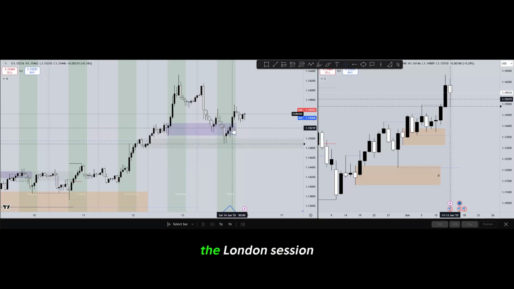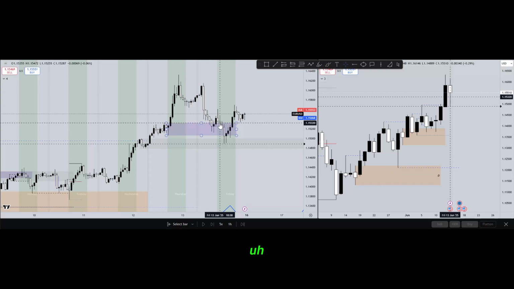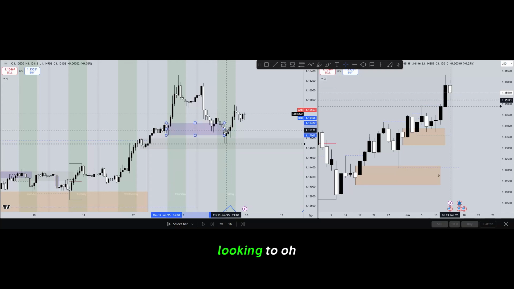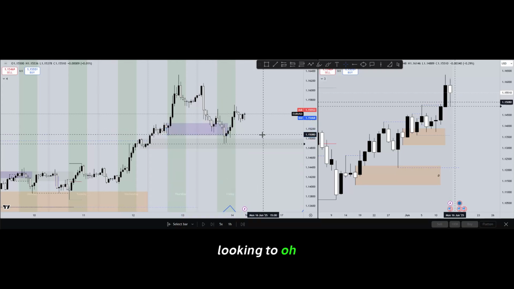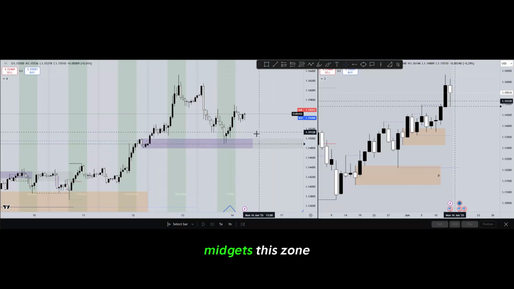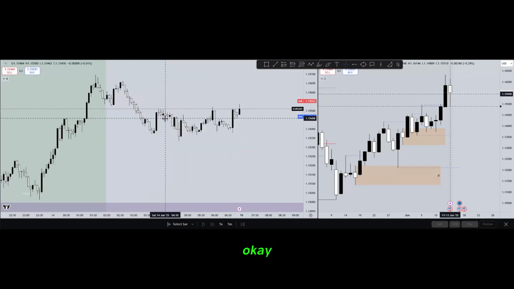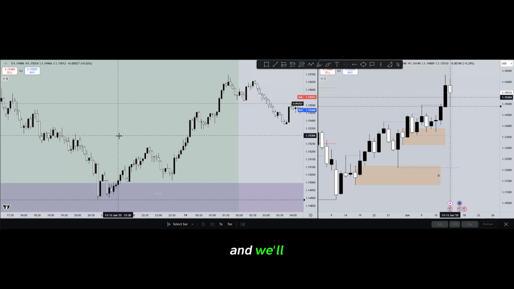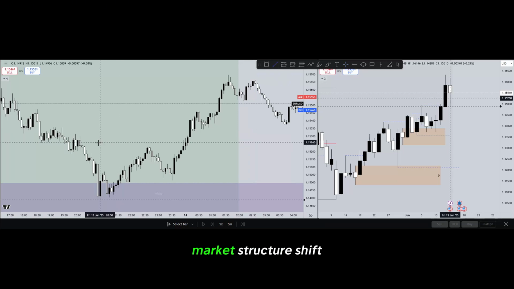So here in the London session, we should be looking to, this is not the one. So the refined zone is this one here. It's the same as the high time frame POI. So when price mitigates this zone, we'll drop down to 5 minutes. Okay, we'll drop down to 5 minutes and we'll see where the market structure shift has happened.